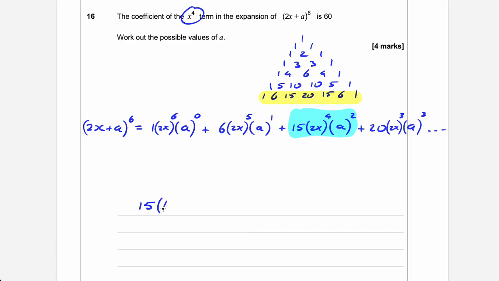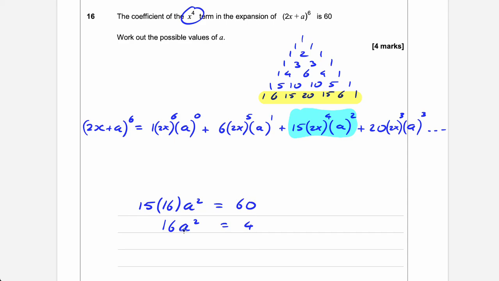So it's 15 times 16 times a squared. And then there's an x to the power of 4 when I expand this out. But he says the coefficient of x to the power of 4. So I'm actually going to remove this, because just the coefficient of x to the power 4, which is what comes before x to the power 4, equals 60. So I can just say this equals 60. And now I can solve this. I'm going to divide both sides by 15. So 16a squared is equal to 4.